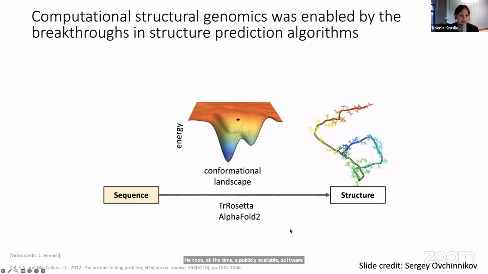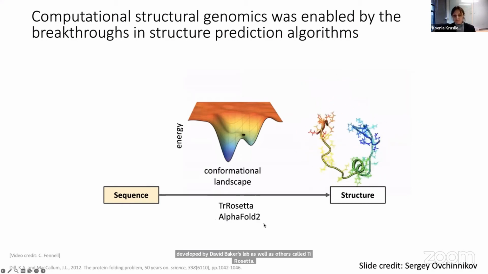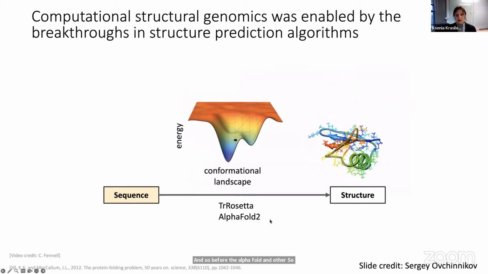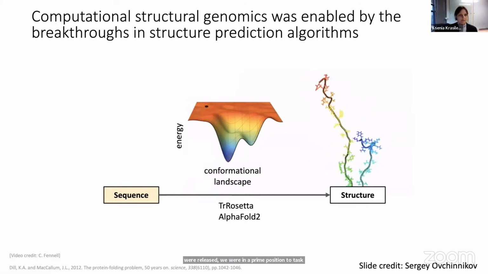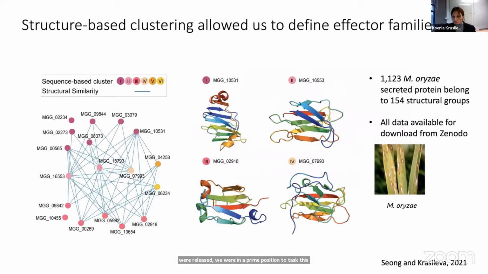And so before AlphaFold and other software were released, we were in a prime position to test this on the plant pathogen encoded effectors. So what Kunyang did, she looked at the reviews, and there's a review called Top 10 Plant Pathogens. So everyone here in the audience who writes those reviews, please continue writing them. Those are really important. Kunyang said, well, the top plant pathogen in the review is Magnaporthe oryzae, wheat and rice blast. So let's start with that.